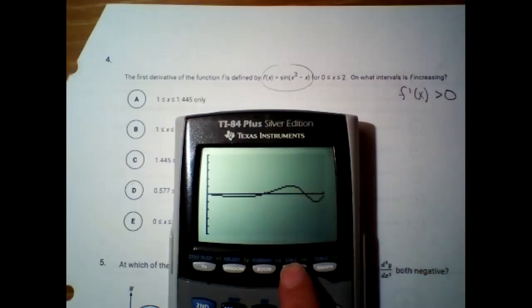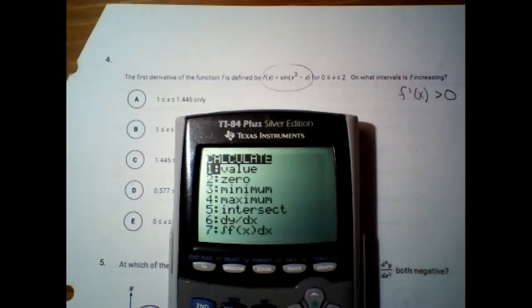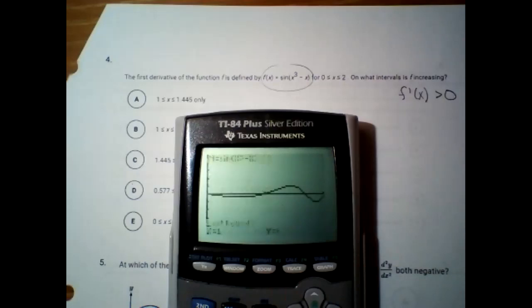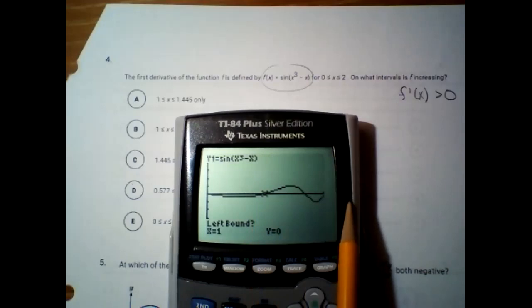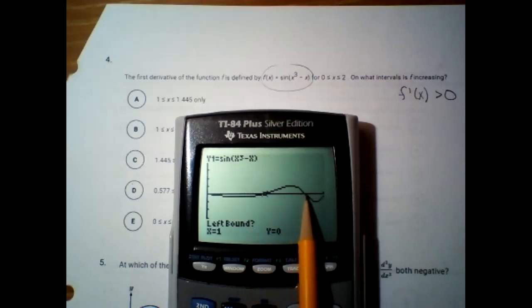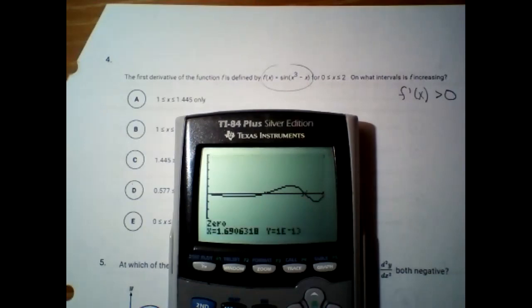So I'm going to go to calculate, second trace. I want a 0. And if this is 1 and the end of the interval is 2, I know this is somewhere in between 1 and 2. So for left bound, I'm going to hit 1, enter. For right bound, I'm going to do 2, enter. And for guess, I'm going to put 1.5, enter. And it will come up.